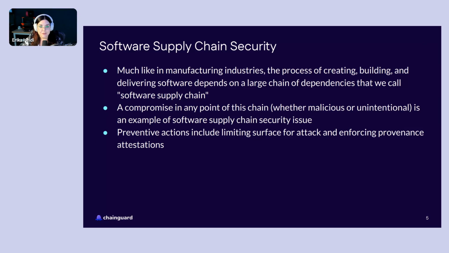Just like in manufacturing industries and any other industry, the process of creating, building, and delivering software also depends on a large chain of dependencies, and we call that software supply chain. And any point of this chain can present a compromise. It can be malicious and can also be unintentional, like a bug or some kind of issue. It's a software supply chain security issue.